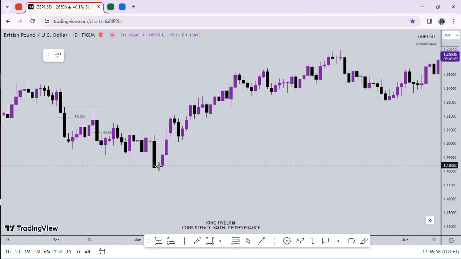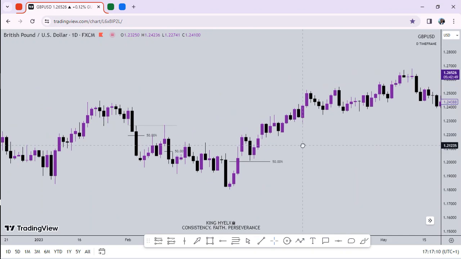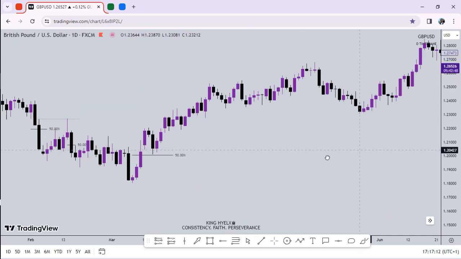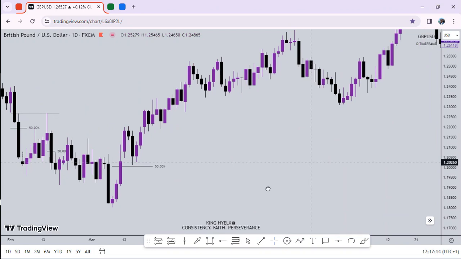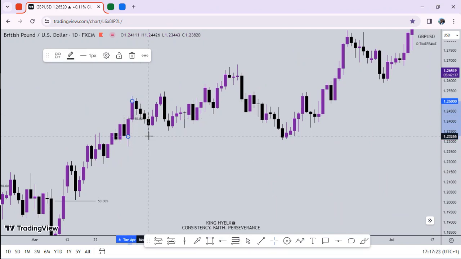Let's look at this: range low, range high. This is 50%. Below 50%, we're looking to buy. It didn't come in this particular case, but don't worry, I'll show you something in the next couple of videos. In the same case over here, price traded below 50% and went up.